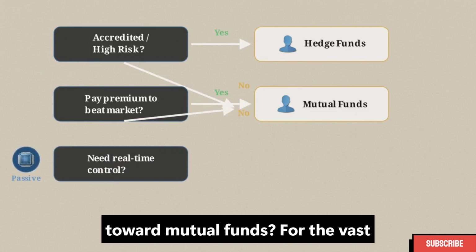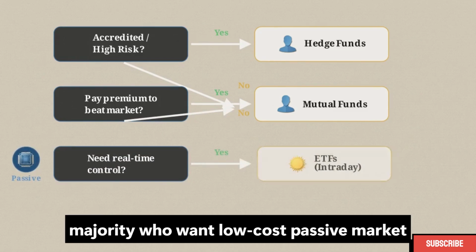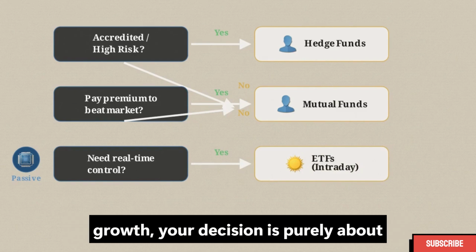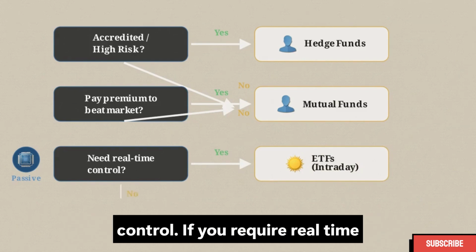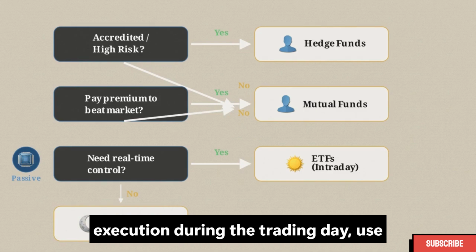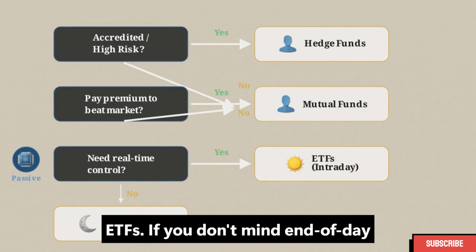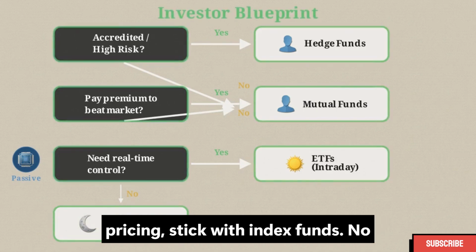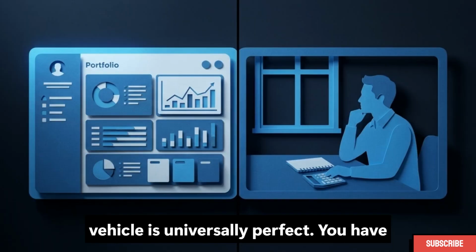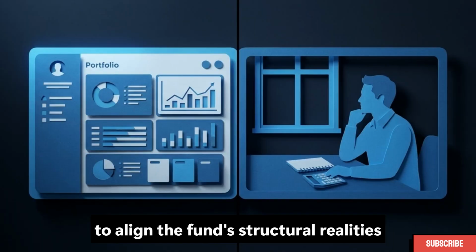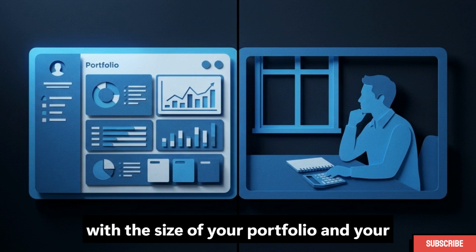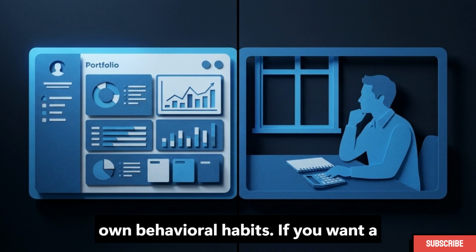For the vast majority who want low-cost, passive market growth, your decision is purely about control. If you require real-time execution during the trading day, use ETFs. If you don't mind end-of-day pricing, stick with index funds. No vehicle is universally perfect. You have to align the fund's structural realities with the size of your portfolio and your own behavioral habits.